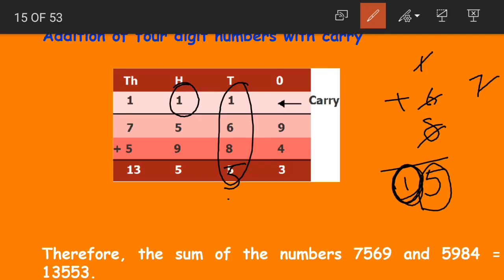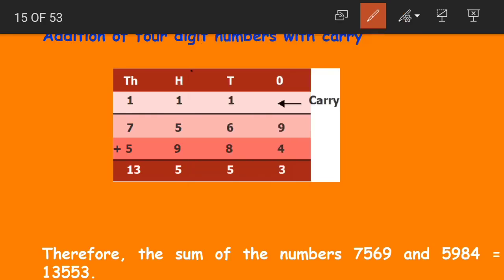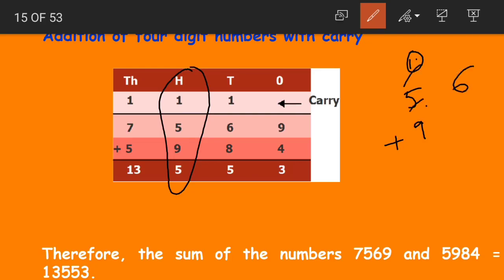We wrote 5 down here and we carried 1. Now the next place is hundreds place. We have 1, 5 and 9. 1 we got from carrying. Now 1 plus 5 becomes 6.